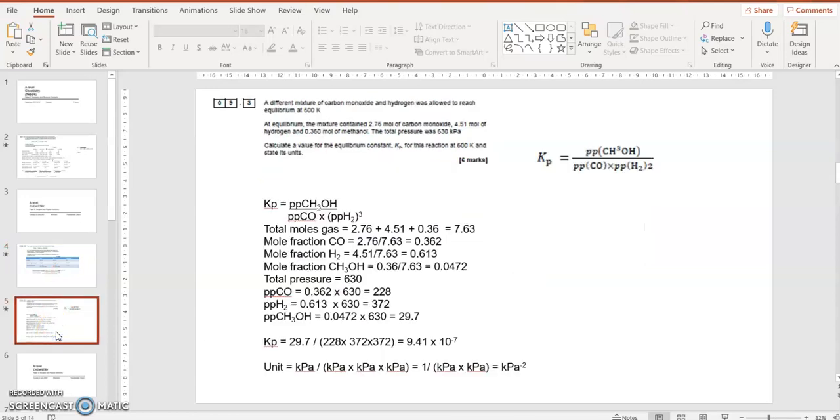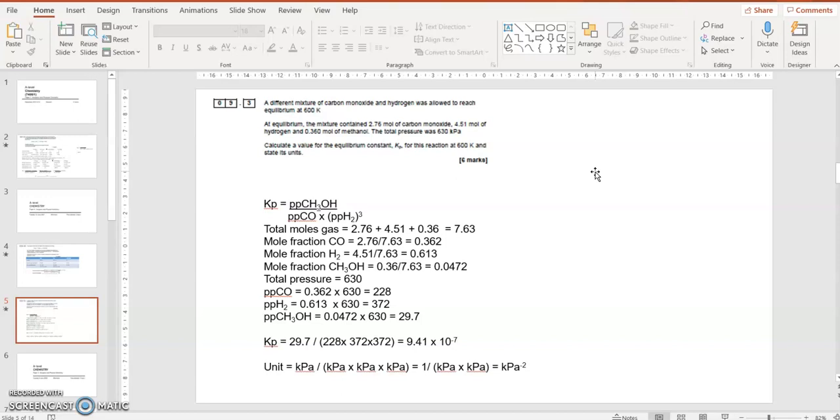A different mixture of carbon monoxide and hydrogen was allowed to reach equilibrium. At 600 Kelvin, the equilibrium mixture contains 2.76 moles of carbon monoxide, 4.51 moles of hydrogen, and 0.36 moles of methanol. Total pressure was 630 kilopascal. The 600 Kelvin, by the way, is a red herring. We don't need that at all.